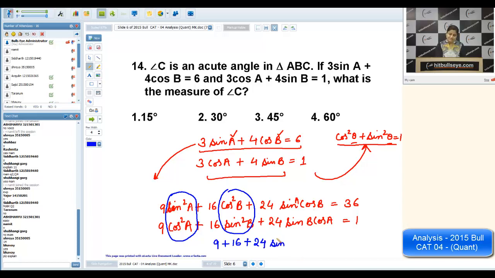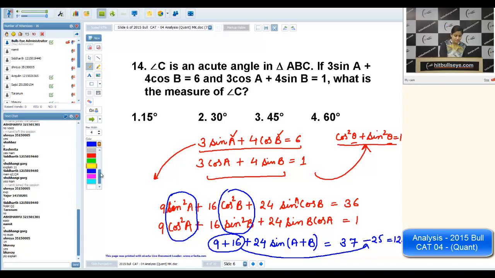The formula is sine of A plus B is equal to 37 minus... now 16 plus 9 is 25. We are subtracting 25. We are getting 12 here. So what will be the final thing here? The final thing will be sine of A plus B is equal to 12 upon 24, which comes out to be half. Now it is saying that C is an acute angle.